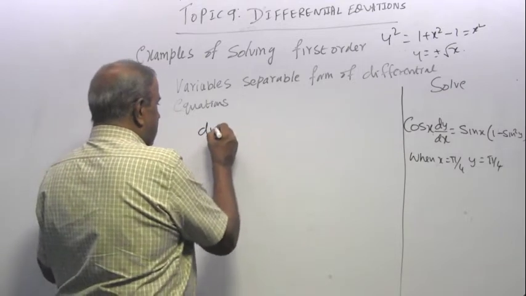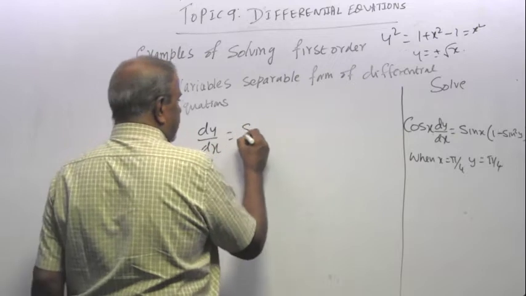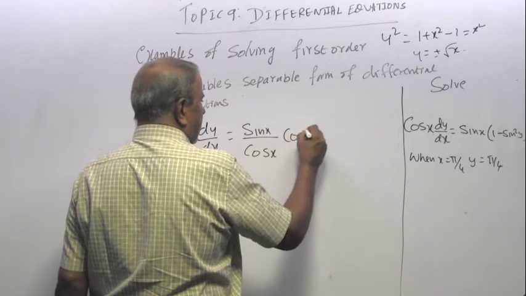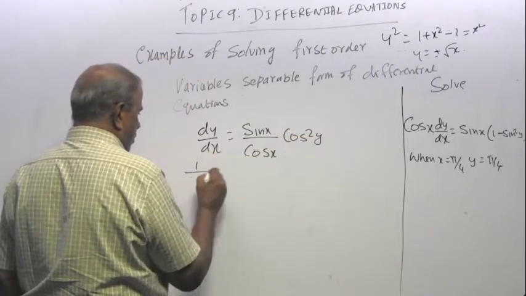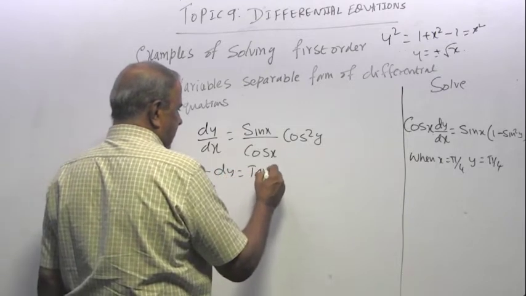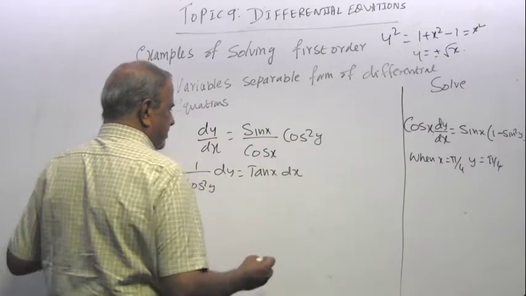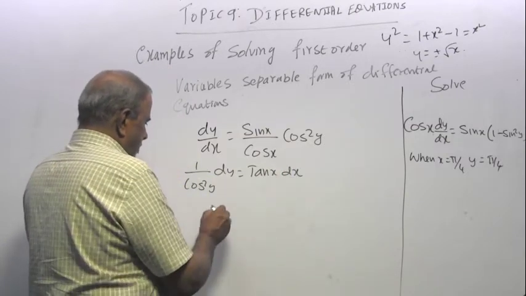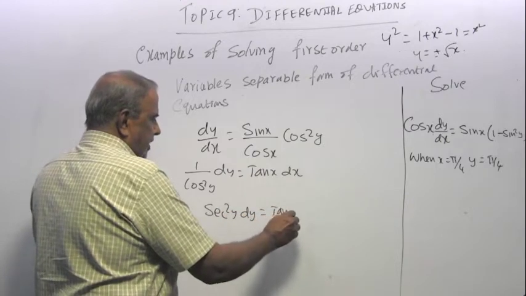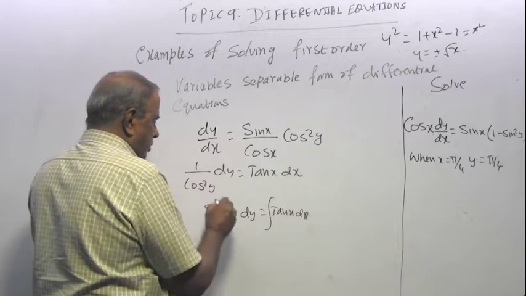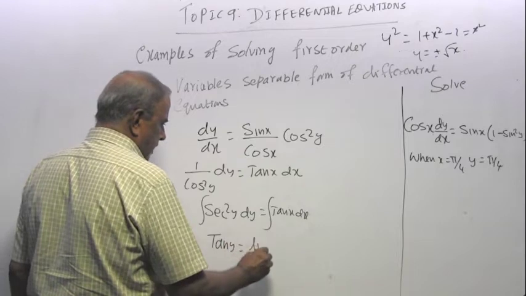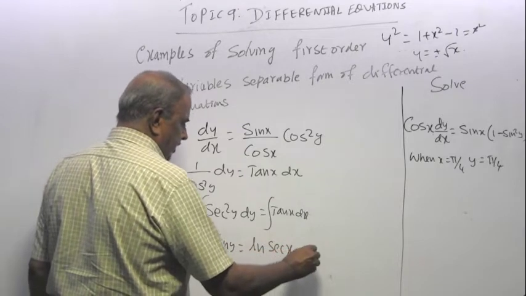So, dy by dx equal to sin x over cos x. 1 minus sin squared y is cos squared y. So 1 over cos squared y dy is equal to tan x dx. Boom. So sec squared y dy is equal to tan x dx. You must be able to rearrange. So that gives you tan y equal to ln sec x plus c.